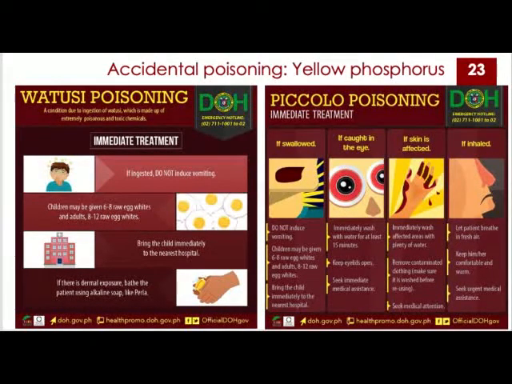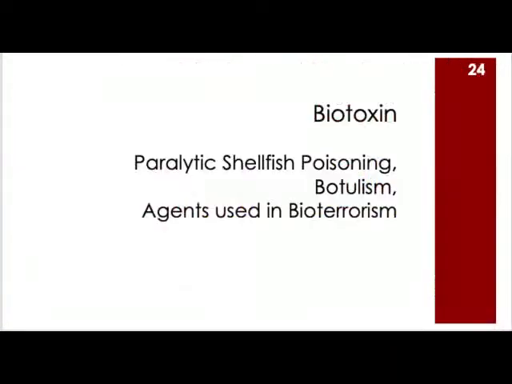So this is from you all. Again, you can try some raw egg whites as a quick way to maybe bind to the yellow phosphorus to reduce the immediate effects of toxicity. But no matter which way the person got it, seeking urgent medical assistance is required to save the person's life. Right, so we move on to biotoxins.